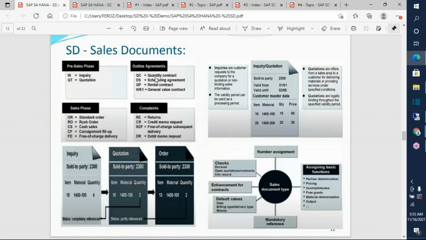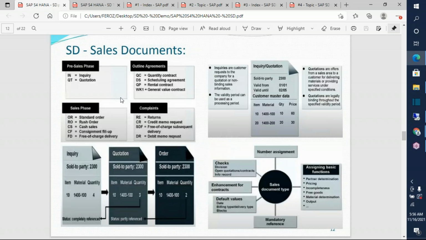Similarly, when it comes to outline agreements, we have QC for quantity contract and WK1 for general value contract. And for complaints or returns, we have RE, right? So these are the standard document types. First we will try to understand the standard document types, and then as per business requirements, how we can define or create our own sales document types, that we will be discussing.